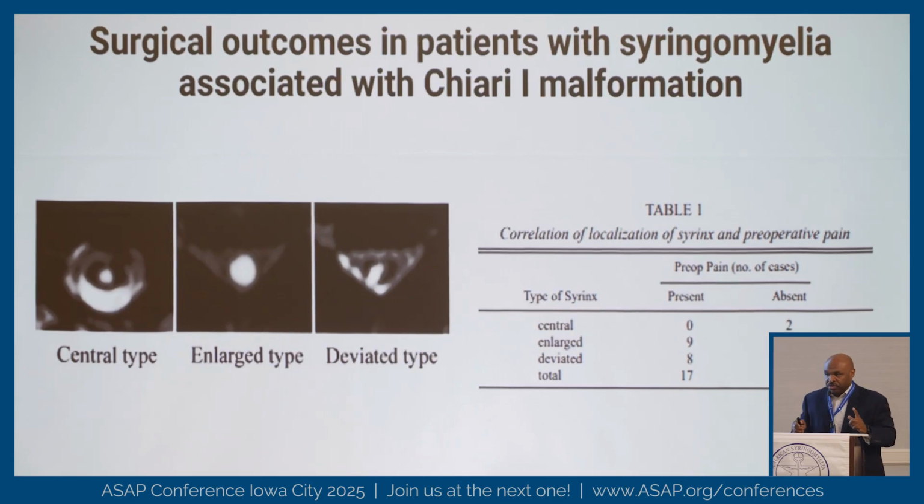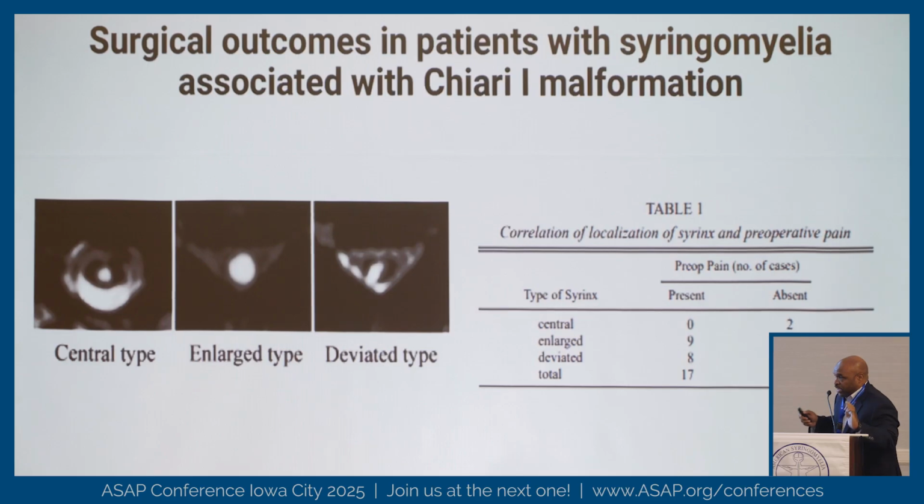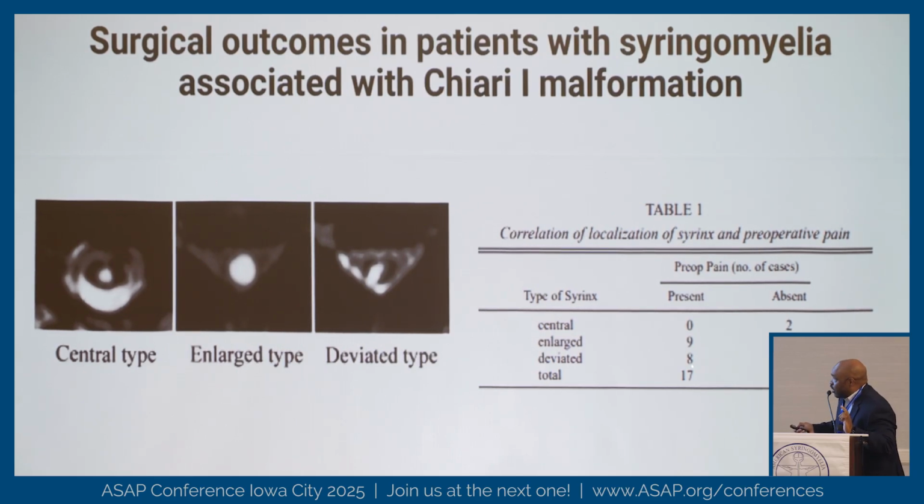So what's interesting about this is when you look at these patients in their preoperative pain, when you see these people, these deviated syrinxes, all of them essentially have pain, okay? This normal configuration, no pain. So this kind of points to involvement of that dorsal horn leading to painful symptoms.